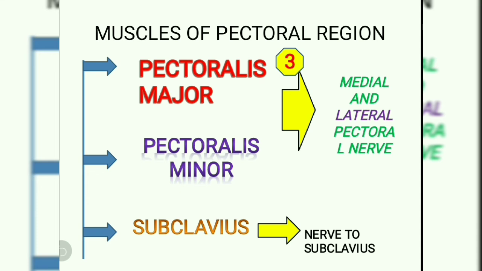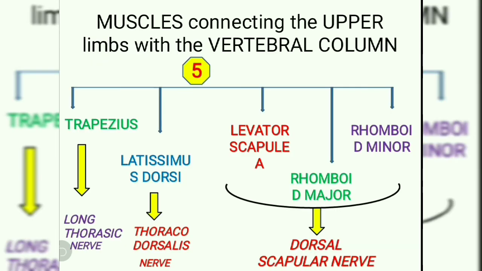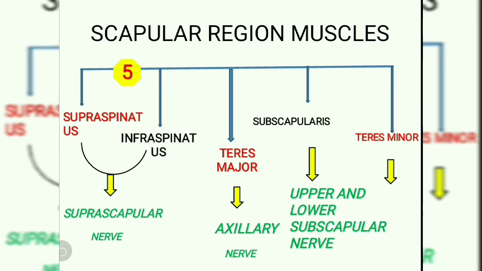Now, muscles connecting the upper limb with the vertebral column. Under this we have 5 major muscles: trapezius, latissimus dorsi, levator scapulae, rhomboid major and rhomboid minor. Next, the scapular region.